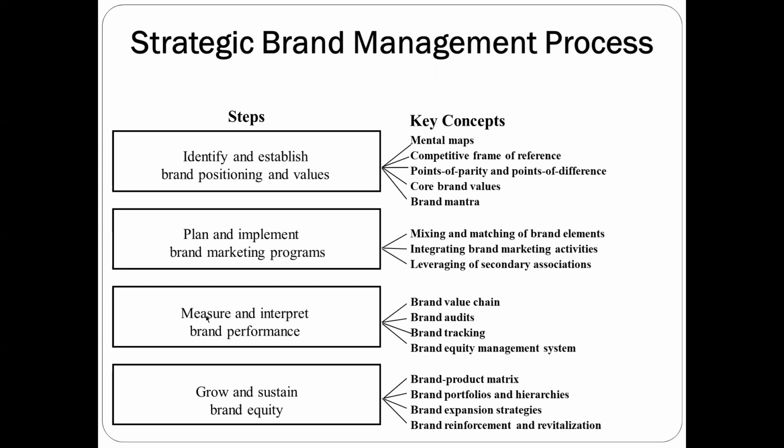Then the third step is measure and interpret brand performance. We have to measure and interpret the brand performances. And the key concepts are brand value chain and brand audits. Obviously, the auditing is very important. We have to audit the brand to measure and interpret the brand performances, and brand tracking and brand equity management system. Ultimately, grow and sustain brand equity. And the key concepts are brand product matrix, brand portfolios and hierarchies, brand expansion strategies, and brand reinforcement and revitalization. These are the strategic brand management processes. Repeating again, the identify and establish brand positioning and values, plan and implement brand marketing programs, measure and interpret brand performance, and grow and sustain brand equity.